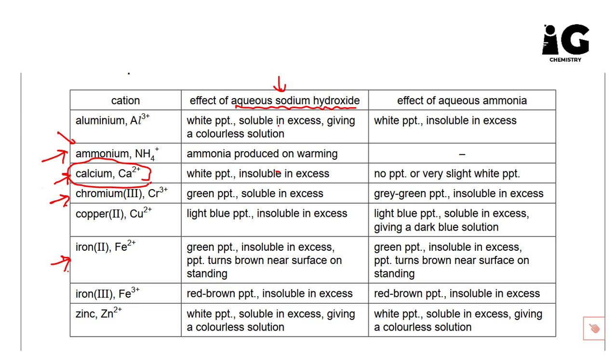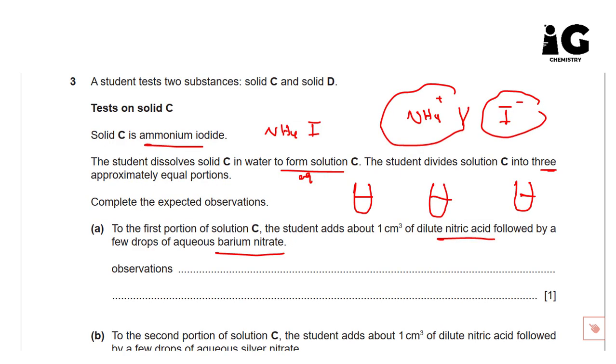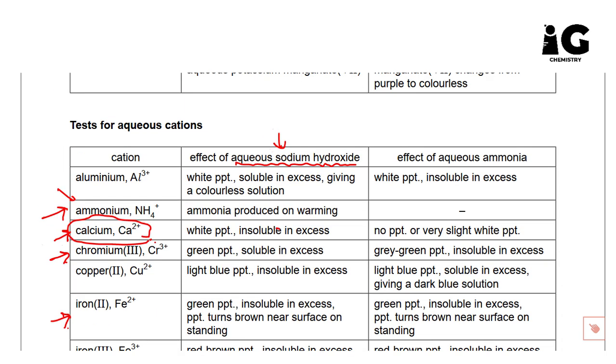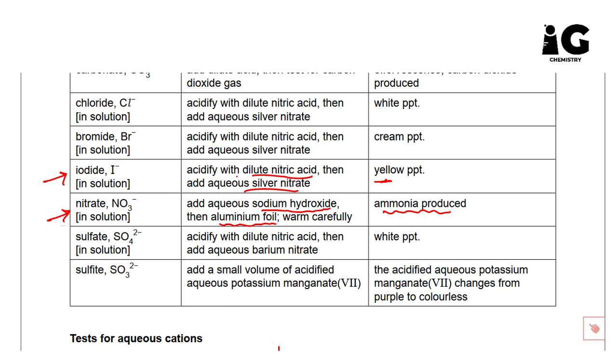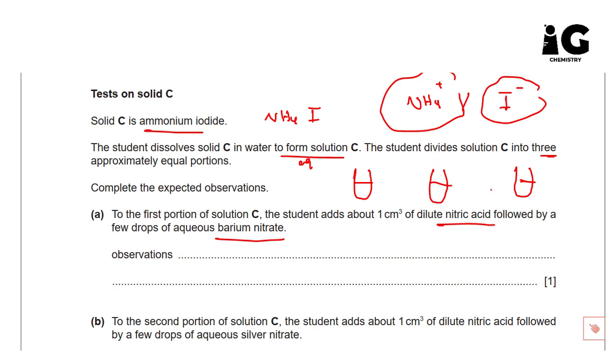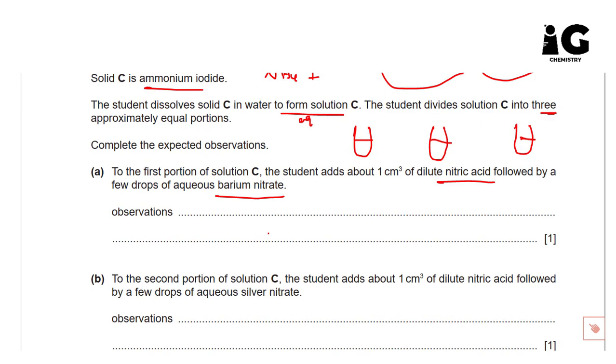So this is not the test we use, because here we have nitric acid followed by barium nitrate. Also, if we check the iodide ions, we need to acidify with dilute nitric acid, then add aqueous silver nitrate to see a yellow precipitate. So this is also not the test used. Look at this: this is nitric acid and silver nitrate, and here we have nitric acid and barium nitrate. So the final observation is no change.